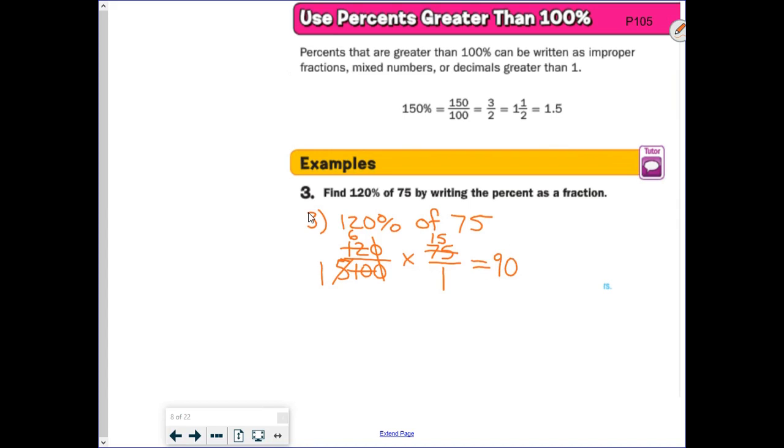So we can say that 120% of 75 equals 90. I would like to point out at this point that 90 is more than 75. When you multiply a percent times a number and the percent is greater than 100%, the answer you get will be greater than the number you started with. So our answer of 90 is bigger than 75 because our percent, 120%, is greater than 100%.